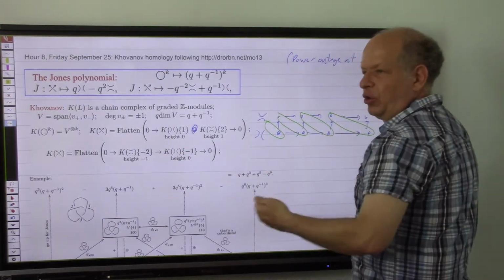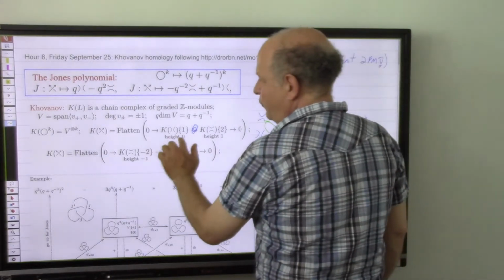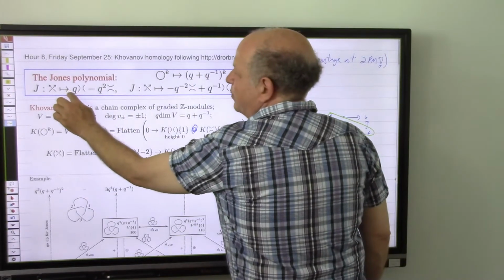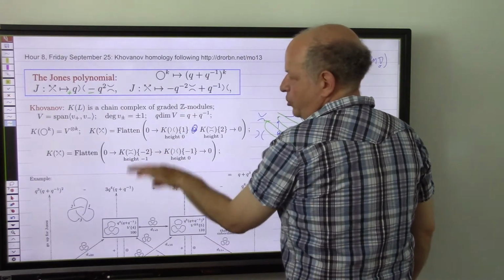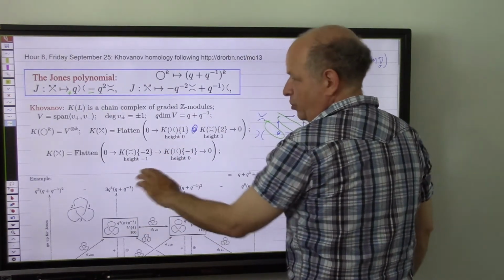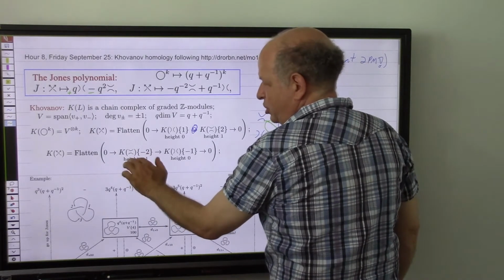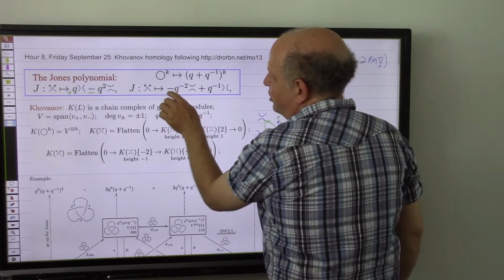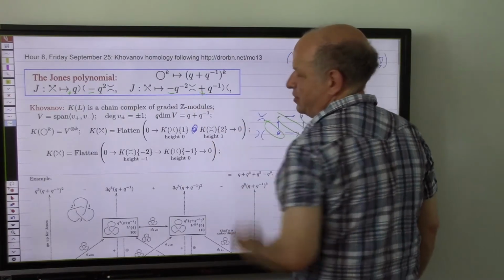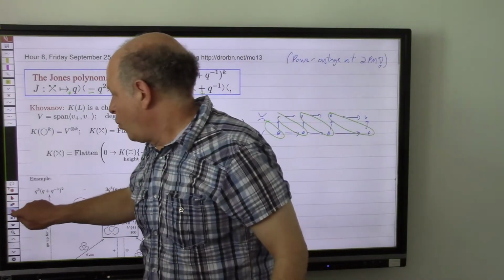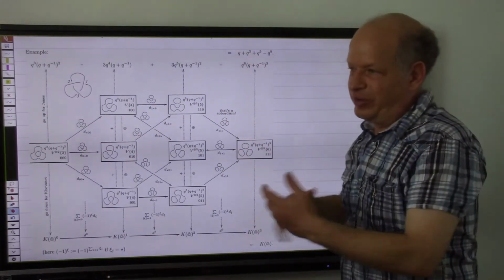And so when you take the Euler characteristic and you end up looking at alternating sums, this comes with a sign plus, so this is the plus here. And this comes with a sign minus, and this is this minus here. And for the negative crossing, you put this smoothing at height -1, and so it comes with a sign minus, and this one at height 0, and so it comes with a sign plus.